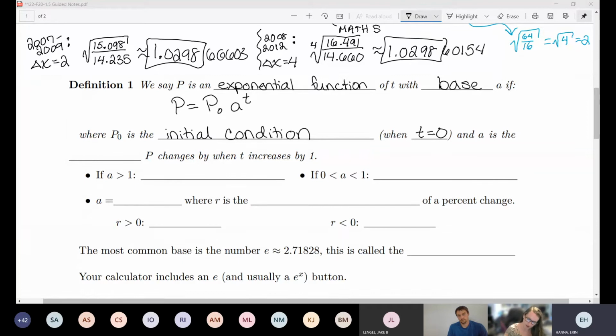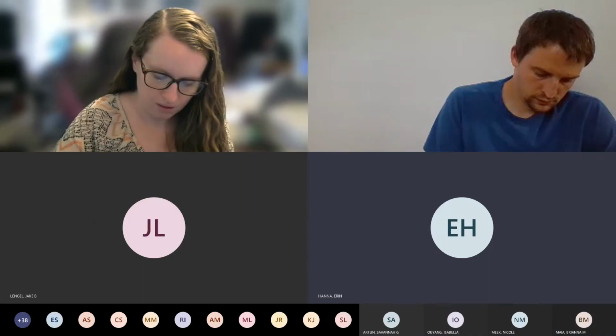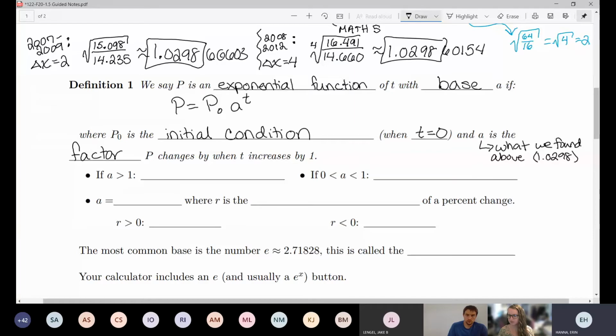So anyway, P naught is the initial condition, and A, while it's called the base, what it actually represents is the factor that P changes by when t increases by 1. So this is essentially what we found in the above. So the 1.0298 is the A value. So these ratios that you take get the A value.